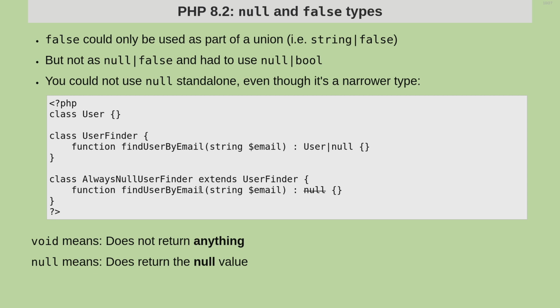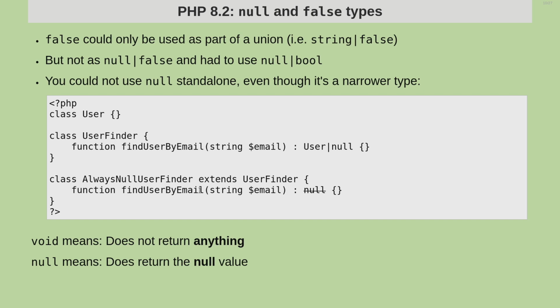Now, in PHP 8.2, we've had proper types for quite some time by now, right? But there were some weird things in PHP's type system. Like we had false, but you could only use it as part of a union. You couldn't use it as a standalone type. So you could have string or false, but not just false. But you also couldn't use it with null. So you couldn't use null or false, but you had to use null or bool, which is of course not descriptive anymore. Also, you couldn't use null standalone, even though it's a narrower type than user or null, right?